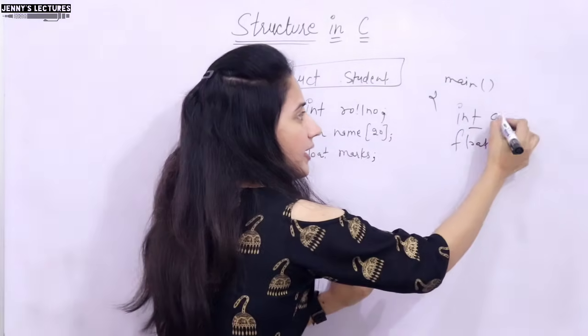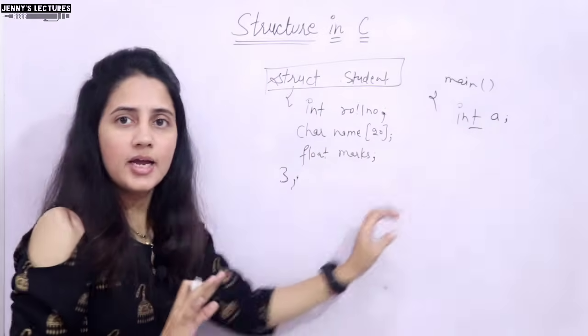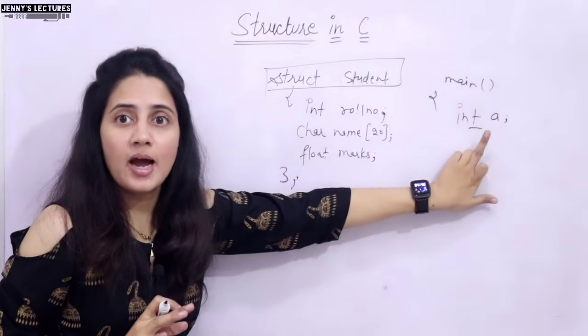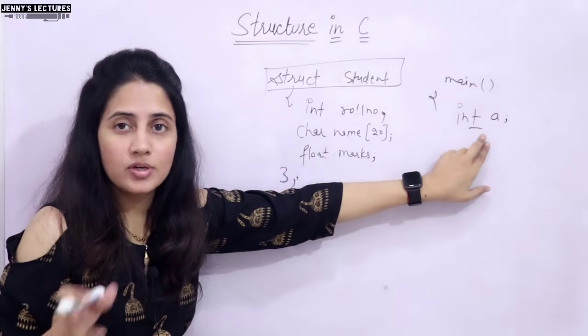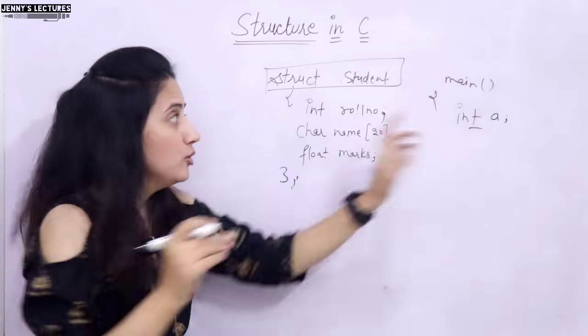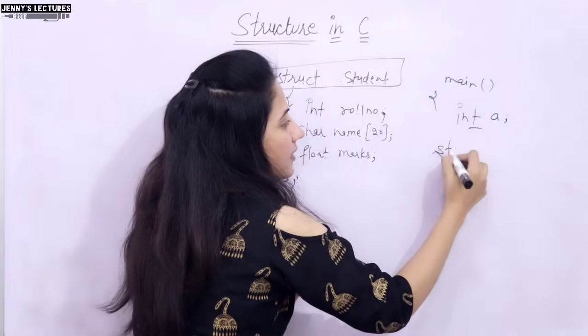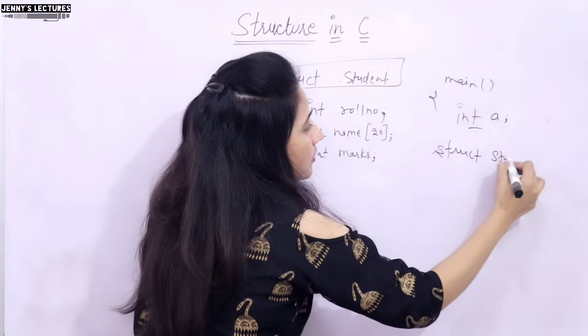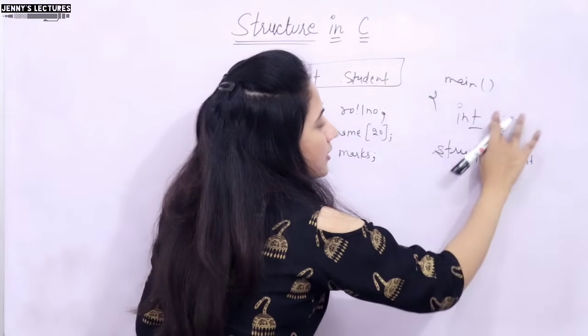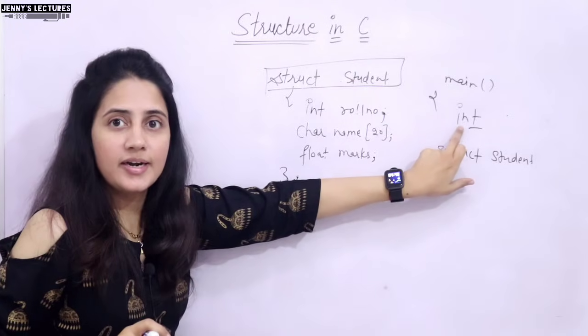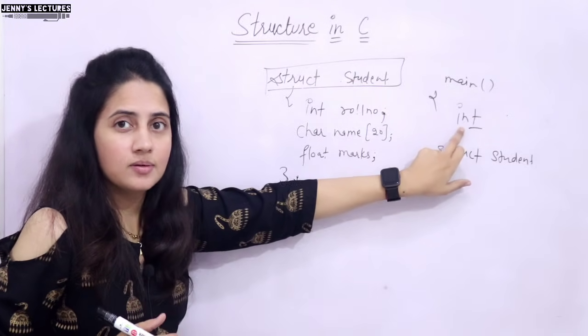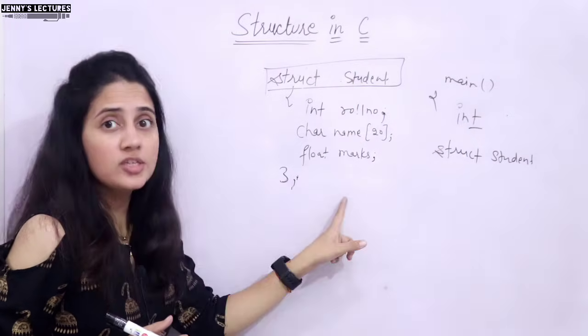If you write int a, yeah, now memory has been allocated to this a. How many bytes? 4 bytes, or in some compilers 2 bytes, right? So this struct student is just a data type. It's similar to writing int, right? So memory has not been allocated to this.